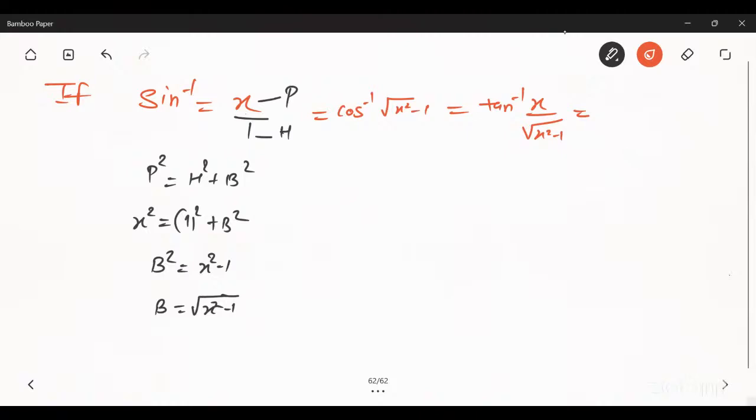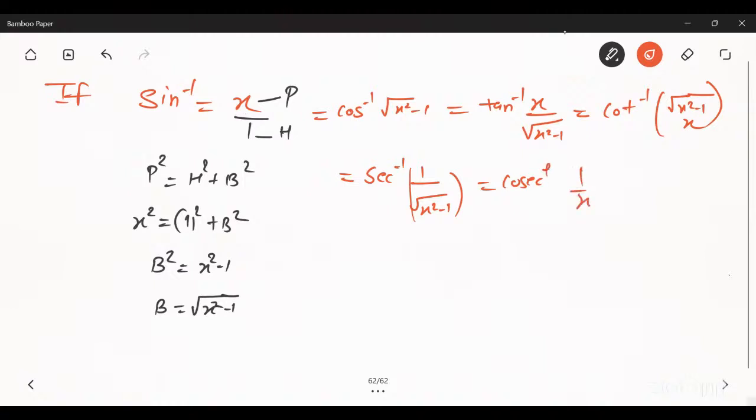We can also write it in the form of cot inverse. Cot inverse is base upon perpendicular. What is base? Under root 1 minus x square upon x. We can also write it in the form of sec inverse. Sec inverse is hypotenuse upon base, that is 1 upon under root 1 minus x square. We can also write it in the form of cosec inverse. Cosec inverse is hypotenuse upon perpendicular, that means 1 upon x. That's why I have written sin inverse x as cosec inverse 1 upon x. So in that way, we can change a function from one form to another.